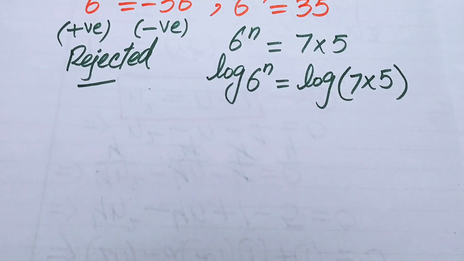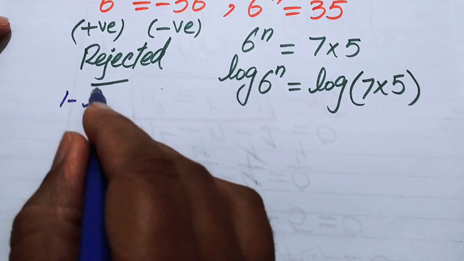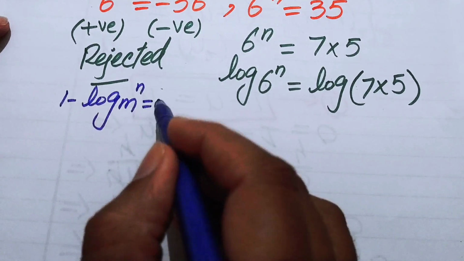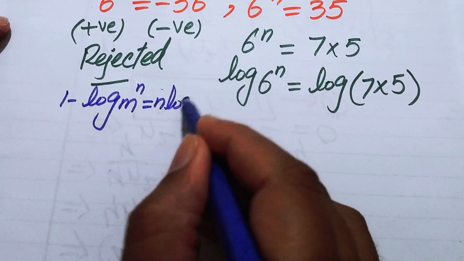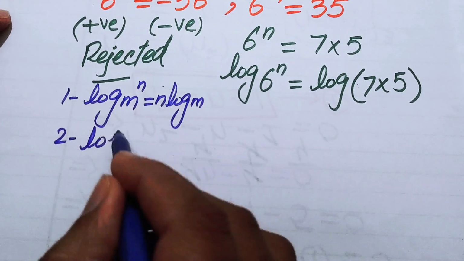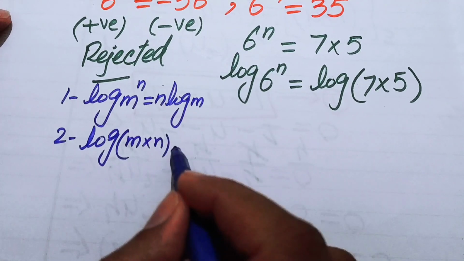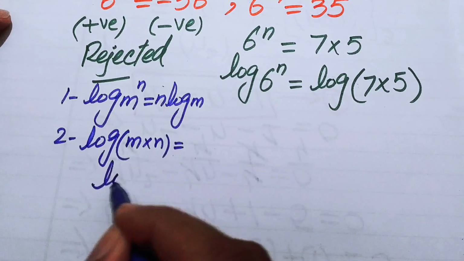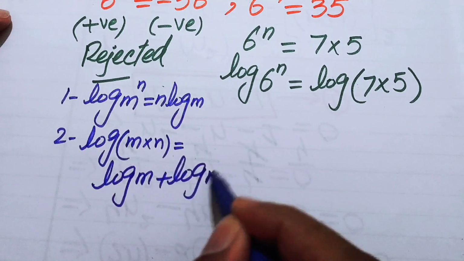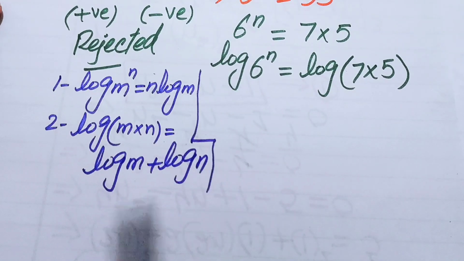You know that we use these two properties. The first property is, if you have log of m to the power of n, it equals n times log m. And the second property that I can use here is, if you have log of m multiplied by n, it equals log m plus log n. So here we need to use these two nice properties.